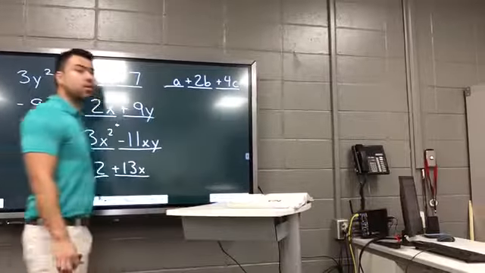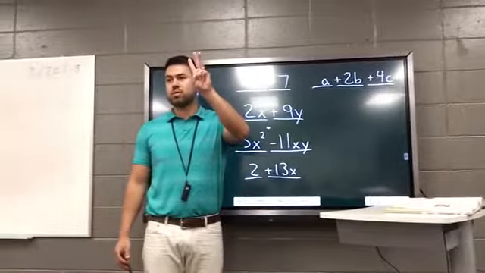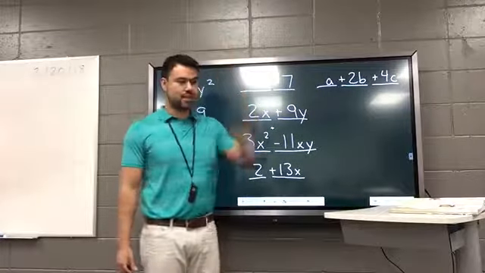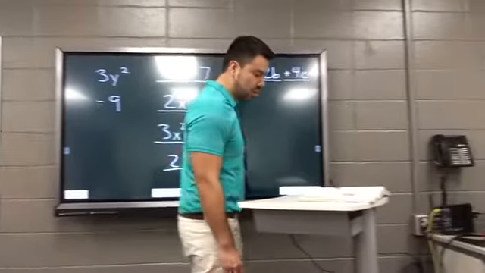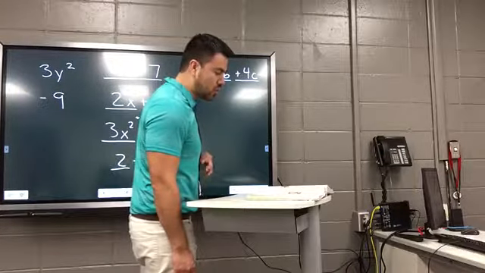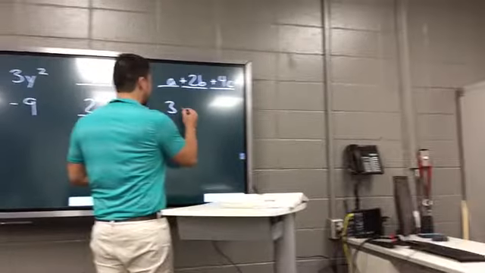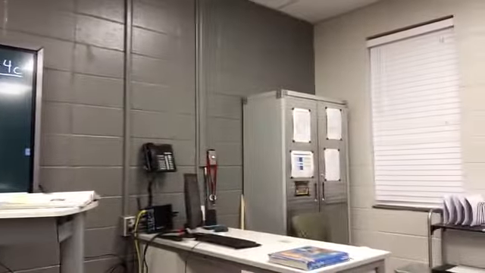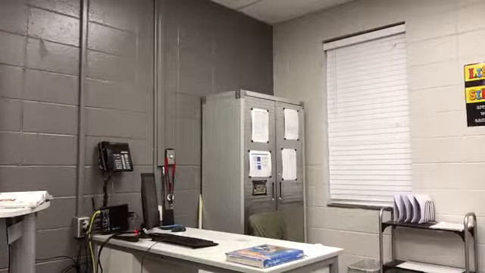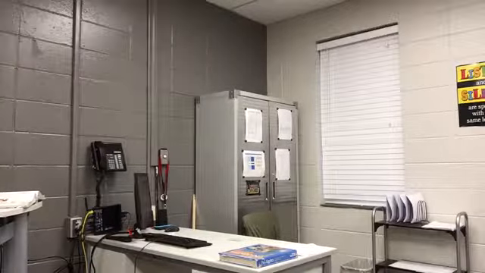Positive 4c. What's going on among those three terms? Matt? Addition. That's it. Good. Next one, I'm going to go with the last one there. 3a minus 7b squared minus 4c.